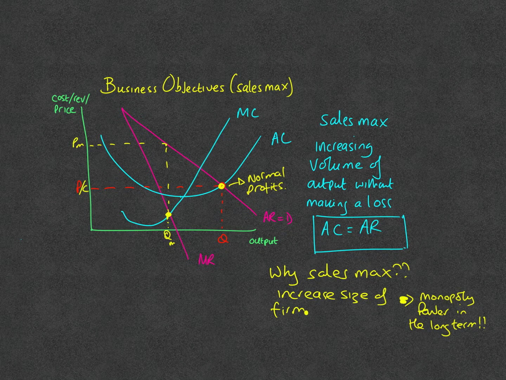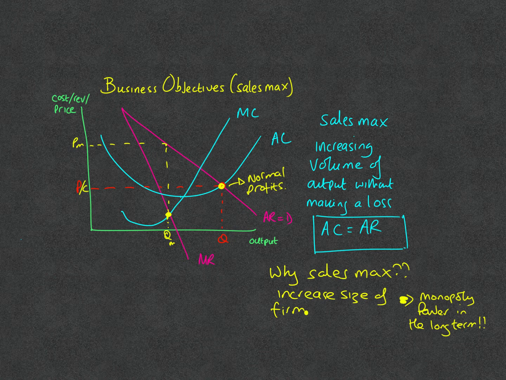Now, although this is the business idea, there is a link, because you could also use the point of AC equals AR as a limit pricing strategy. Slightly different, but similar ideas. So just bear in mind that for sales maximization, a firm is trying to increase the volume of sales in order to gain higher market share.